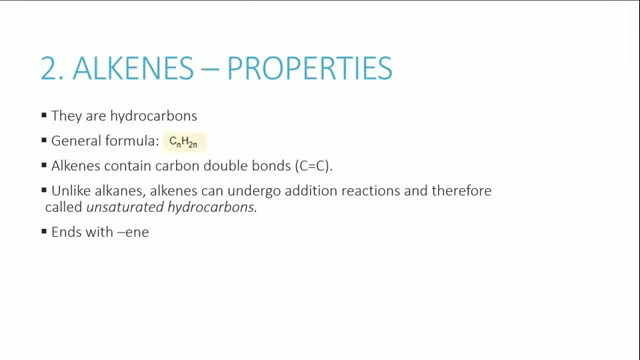The next thing we're going to be looking at is alkenes, and alkenes are fairly similar to alkanes. They are also hydrocarbons, meaning they only contain carbon and hydrogen. So if you have a molecule that only has carbon and hydrogen in it, then you know that it's either going to be an alkane or an alkene.